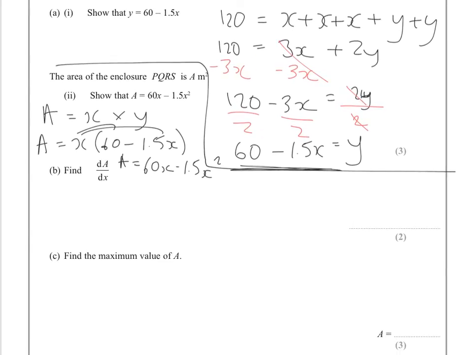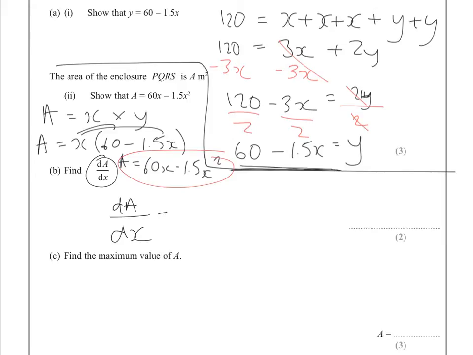Part B, find dA by dx. Well, we know A equals 60x minus 1.5x squared. Therefore, dA by dx, what I'm doing there is that means the differential of. So I need to differentiate this equation here.